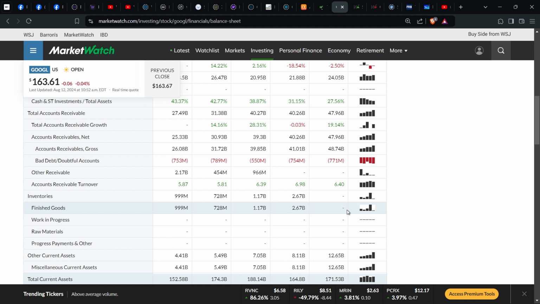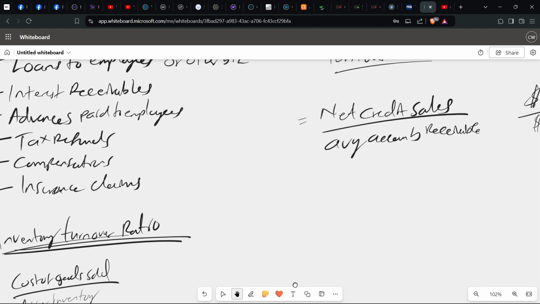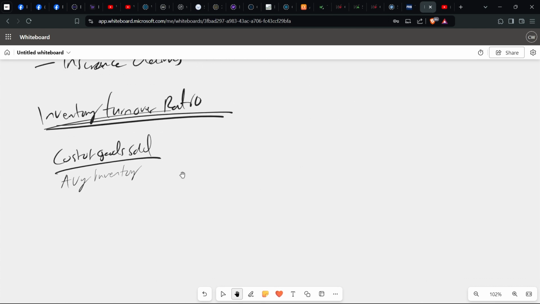There's something called an inventory turnover ratio: cost of goods sold divided by the average inventory. Remember, the average inventory is calculated the same way as the average accounts receivable up here. You just take the current inventory and the last year's inventory, add them, and divide by 2. It's going to give you the average.